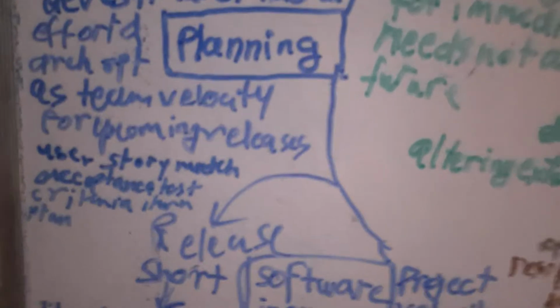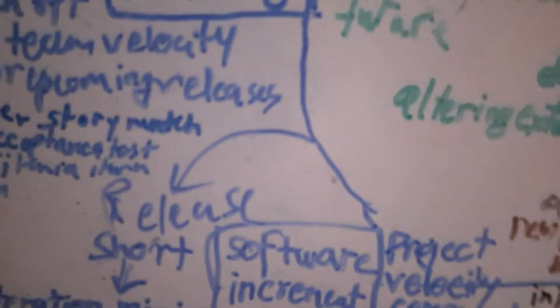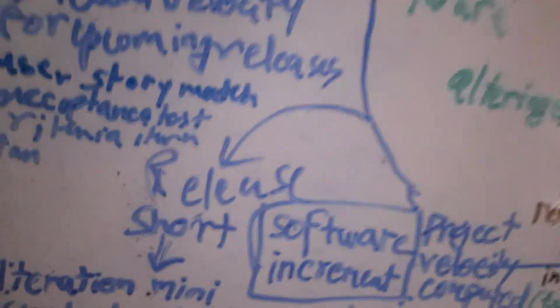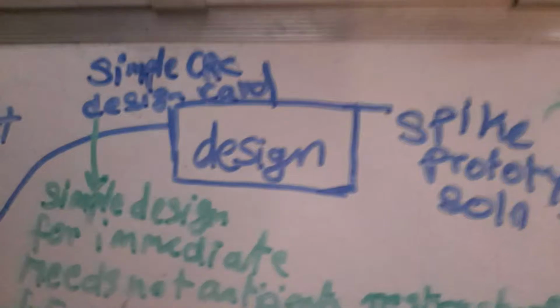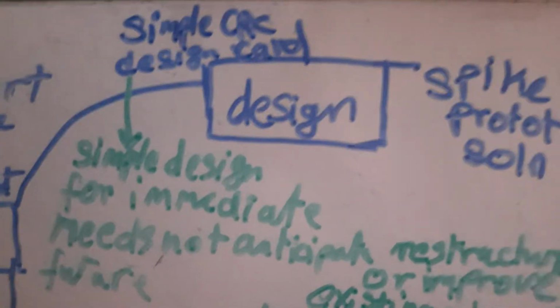And calculate as per team velocity, like how much cost there would be, how much speed my team works at, for upcoming releases, next releases. And obviously the user story should match the acceptance test criteria, whatever the testing should be, so that it passes the test. So the user story would match it. And the iteration plan, like how many versions they would take. In a novel, there are multiple chapters, multiple seasons. Like that, here multiple versions are going to be released.